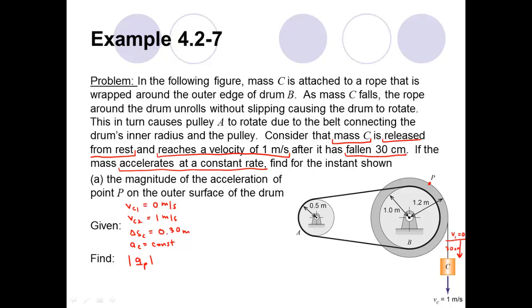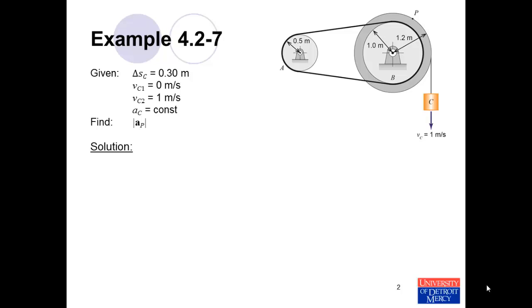So now that we've set the stage for the problem, determined what's given and what we want to find, we can actually commence with the solution. Moving to this next page, we've recopied everything that's given and what it is we're trying to find. So ultimately, we're trying to find the magnitude of the acceleration of point P, where this is point P. Point P is on the outer edge of this drum, and it's moving basically in a circular path at this instant.